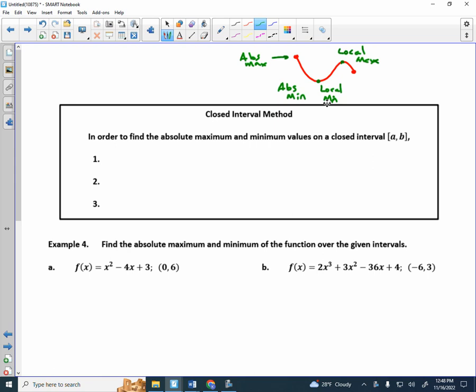So when you are trying to find the absolute min and max, the first thing you need to do is find the critical points. Now, we found the critical points. We did that the past couple days. Can you have a local min at an endpoint? Not at an endpoint, okay? Can't be a local at an endpoint. Number two, you then want to also check the endpoints. And finally, number three, you want to compare.